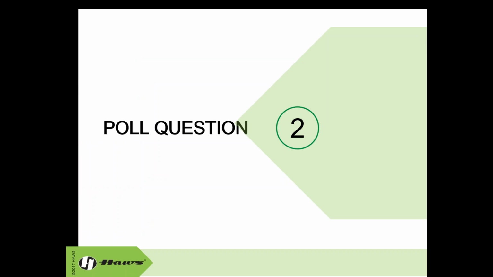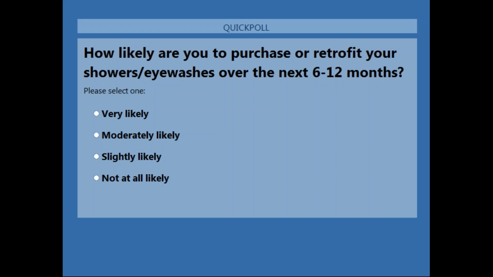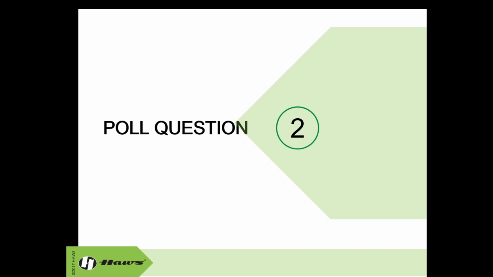All right, we're going to go into poll question 2. Let's take a quick break. So we'd like to know, how likely are you to purchase or retrofit your showers and eyewashes within the next 6 to 12 months? Very likely, moderately likely, slightly likely, or not at all likely. Great, thanks everybody for participating.